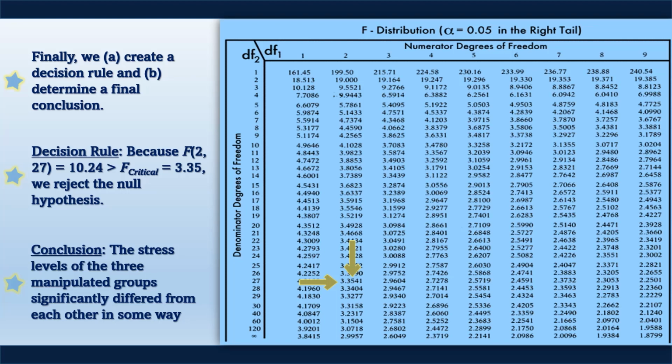Because our obtained F of 10.24 is larger in absolute value than the critical value of 3.35, we reject the null hypothesis. By rejecting the null hypothesis, we can conclude that the mean stress levels of the 3 manipulated groups significantly differed from each other in some way. But what does "in some way" mean? We'll explore that in the coming section.